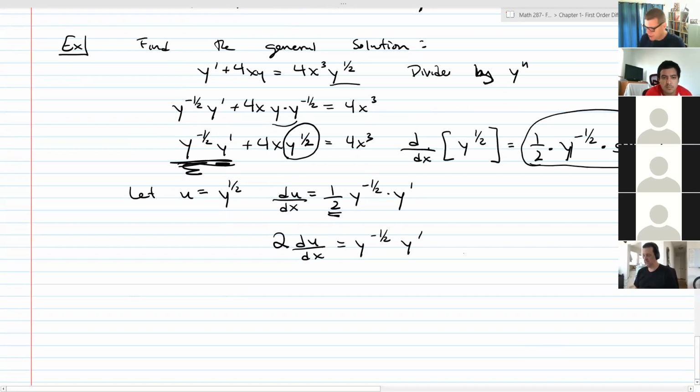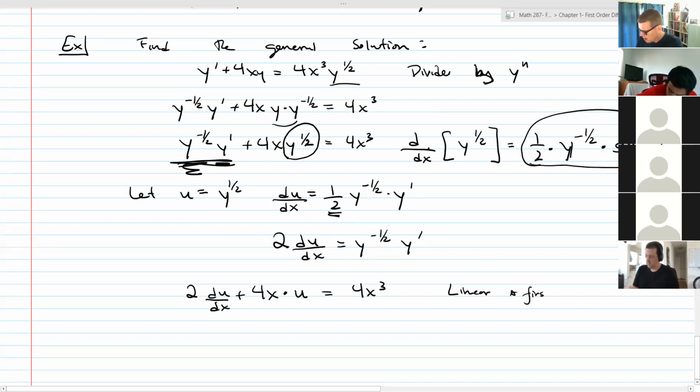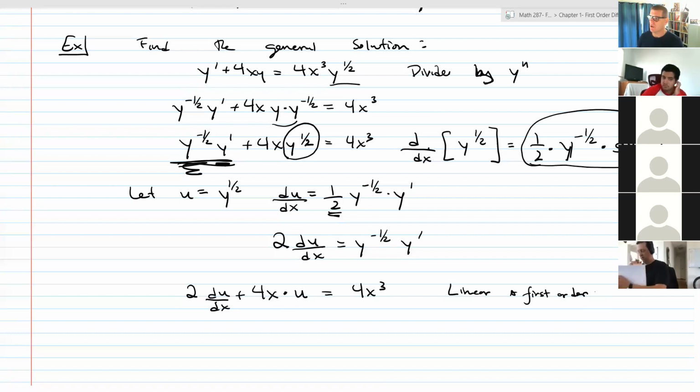So now we're going to substitute. This is then going to be 2 du/dx plus 4x times u, 4xu, equals 4x cubed. What you want to notice now is this is linear and first order. So we've transformed our equation from something that was not linear to something that is linear, and we can use our linear methods.